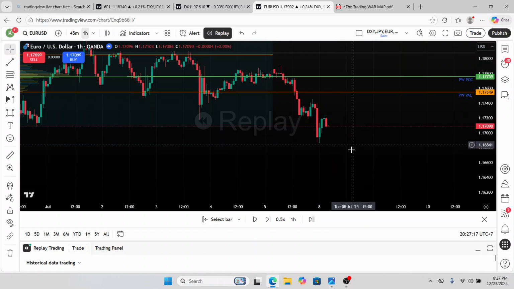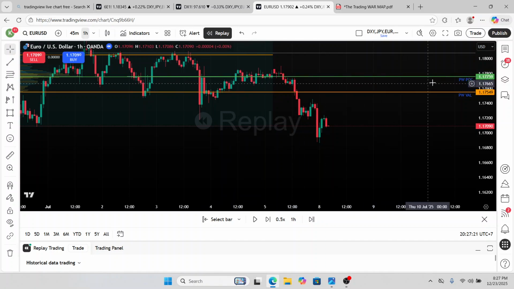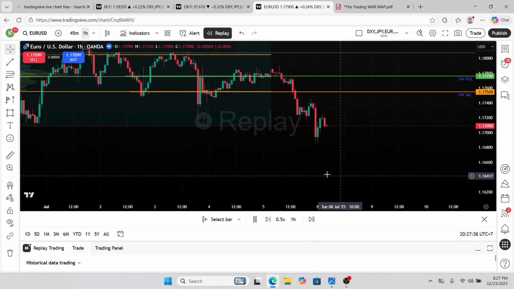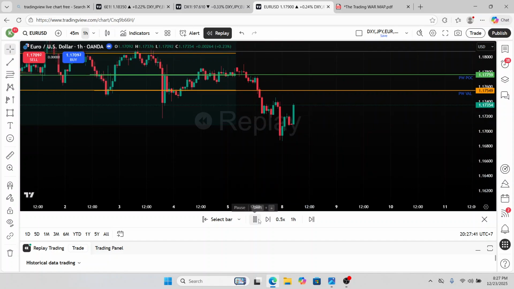So I am looking, and I was actually looking as well, sometimes we could go to the previous week POC, which was also part of this bigger fixed range. But I wanted to see if there was a rejection from the previous week value area low. And I want to play this here actually, and we'll see price go up, and we will see here in a minute what will happen.